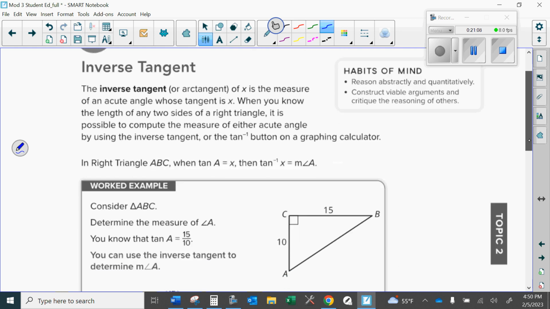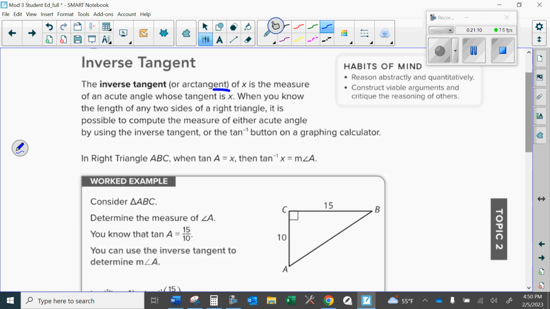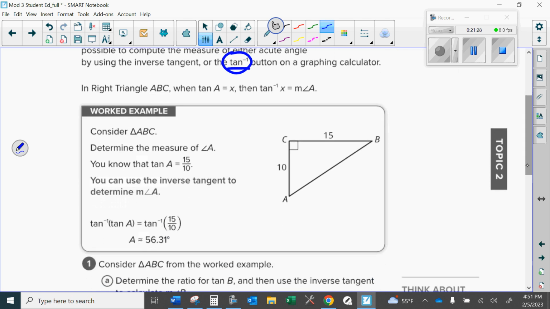Okay, inverse tangent. Inverse tangent, also called arctangent, is when you calculate the angle measure itself. And how you do that on your calculator is the tangent to the -1. You don't call it tangent to the -1, you call it inverse tangent. Okay, that's how you pronounce that. So let's go ahead and do that. Determine the measure of angle A. So that's what we want.